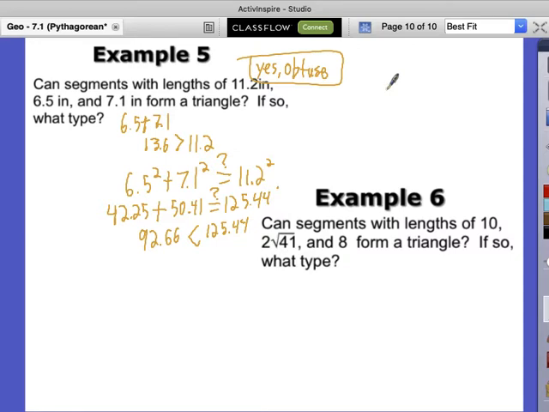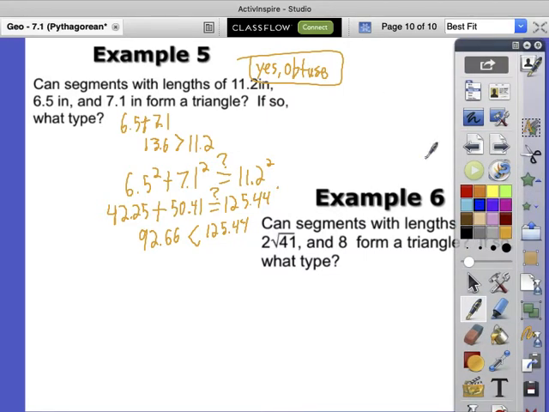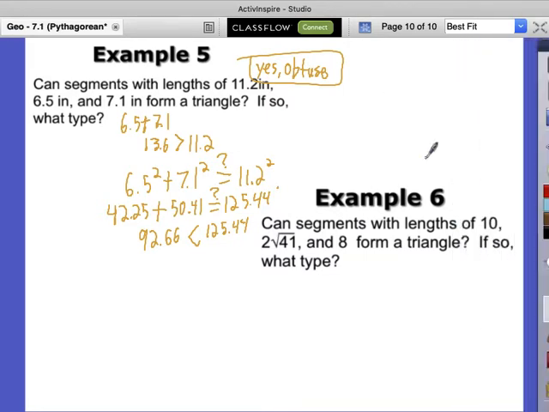Yes, it does make a triangle, like from last chapter, but it makes an obtuse triangle because when we put it in the Pythagorean theorem, the c squared actually ended up being bigger, not equal. On example 6 here, do segments with lengths 10, 2 squared to 41, and 8 form a triangle? If so, what type? How did we figure out if it forms a triangle or not?